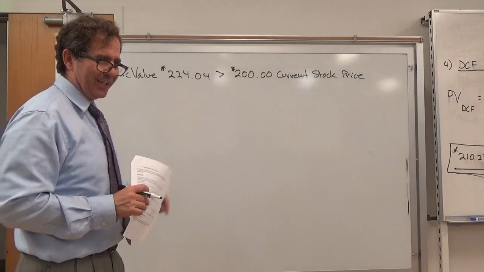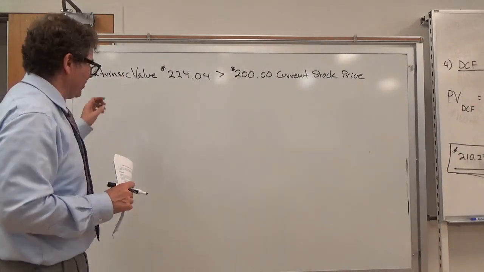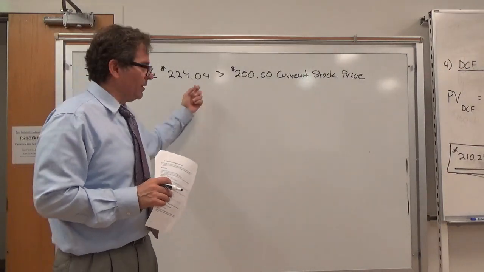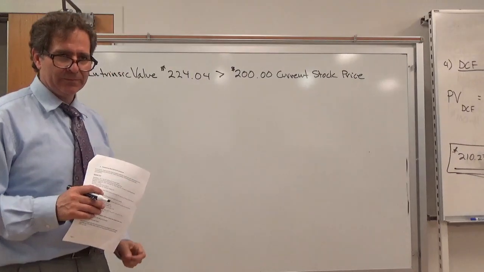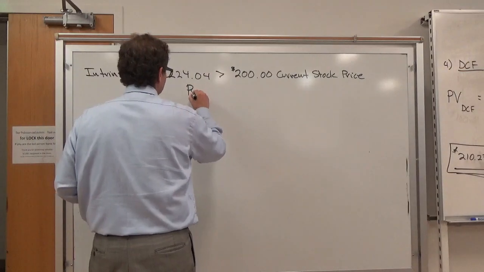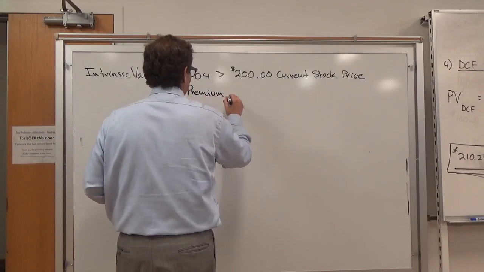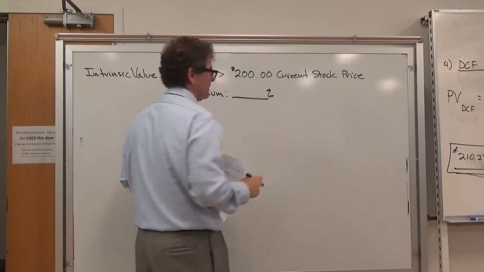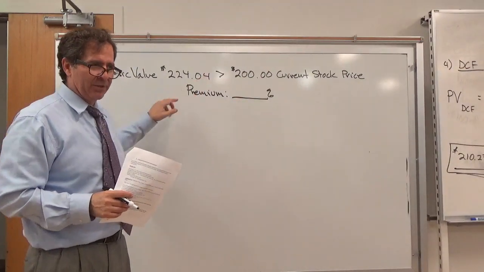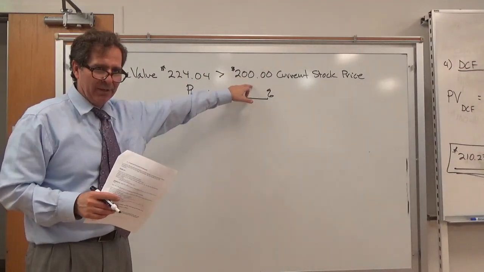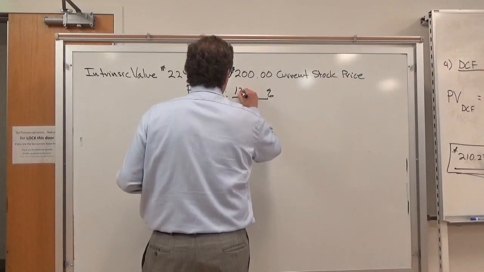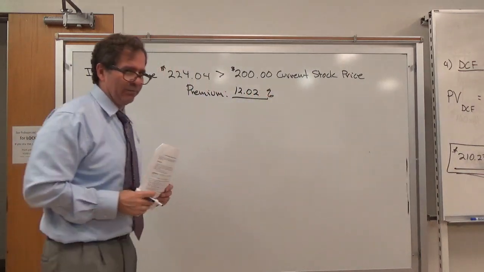Yeah, we'll do that in a second. You got it. You're on it. So then, what's the premium? What's the premium, which is the intrinsic value over the current stock price? $24.04. We know that, but in a percentage. Just this minus this divided by that is going to give me a percentage. Or this divided by that minus 1 times 100 will give you, what is it? 0.12.